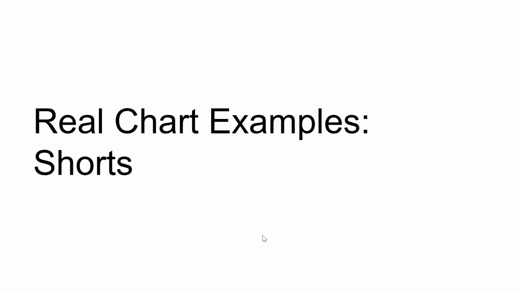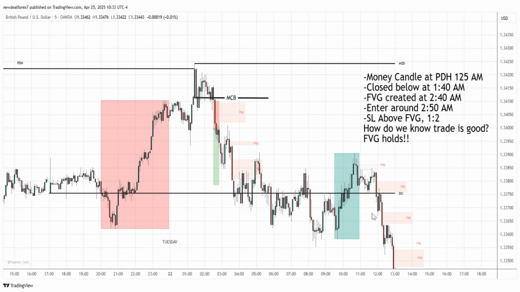All right. So here's some real chart examples. So let's go through our steps. This is for a short. Okay, so we have our Asian range here, money candle at the prior day high right there, and then close below it. Awesome. Our fair value gap doesn't appear until 2:40, but this is the first fair value gap right here. Okay, so that appears, and then price retraces it, barely touches it.